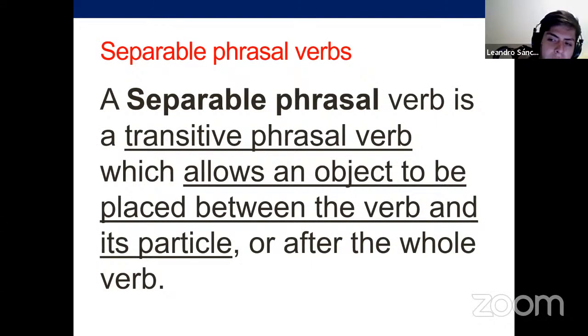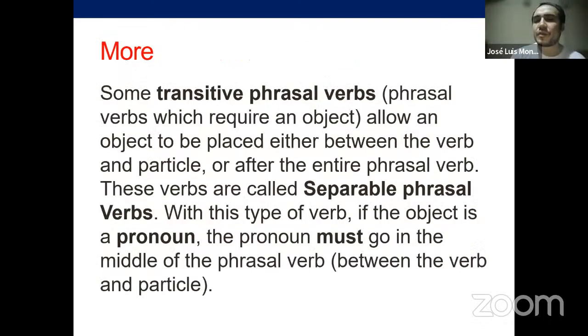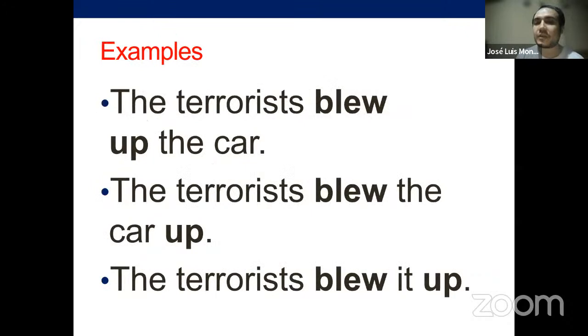Okay, a separable phrasal verb is a transitive phrasal verb which allows an object to be placed between the verb and its particle, or after the whole verb. Great, right? So you can separate or divide. This is our extra clarifications. We don't care about that, but these examples are important. Let's read the three examples, please, and tell me what is the difference that you see in them.